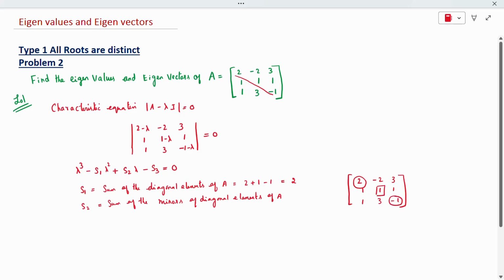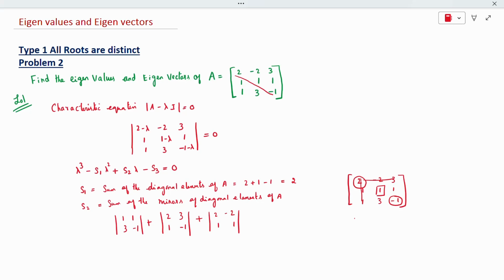When you consider the first diagonal element, leave out the corresponding row and column, and take the remaining elements. So it's nothing but 1, 1, 3, minus 1, plus the second diagonal element: leave out the corresponding row and column, the remaining elements are 2, 3, 1, minus 1. The third diagonal element: leave out the row and column, so 2, minus 2, 1, 1. Do the calculation for this. That is the answer for S2. So minus 4, minus 3, minus 5. So S2 is minus 5.